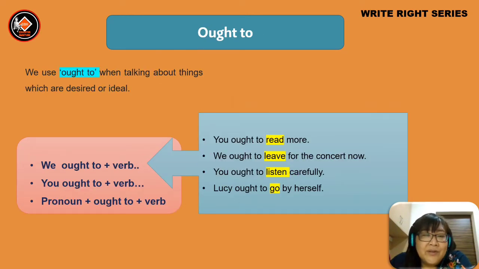Ought to. We use ought to when talking about things which are desired or ideal. So the structure: we ought to plus verb, you ought to plus verb, pronouns plus ought to plus verb. Let's look at the sample sentences. We ought to read more. We ought to leave for the concert now. You ought to listen carefully. Lucy ought to go by herself.